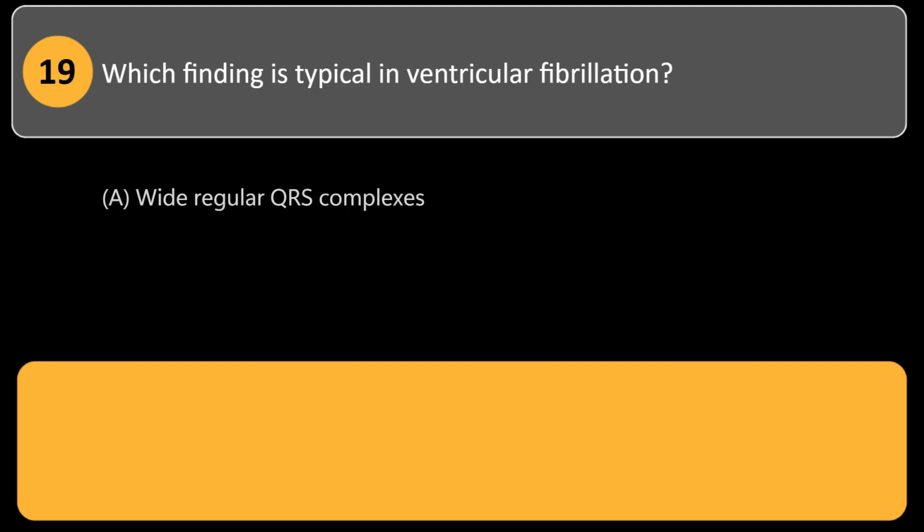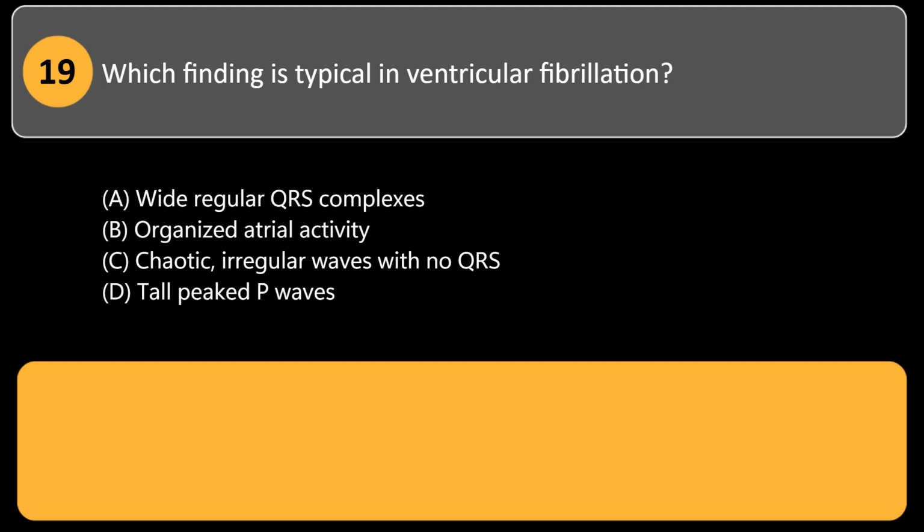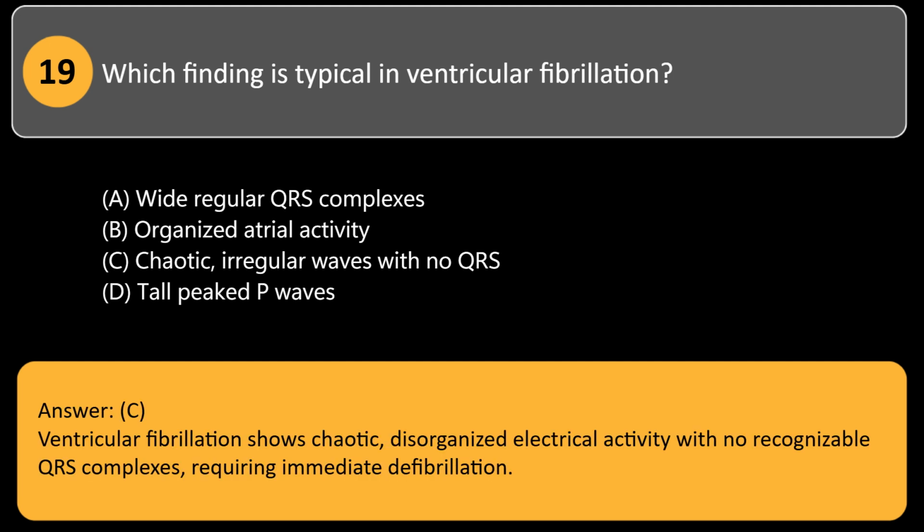Which finding is typical in ventricular fibrillation? A. Wide regular QRS complexes. B. Organized atrial activity. C. Chaotic, irregular waves with no QRS. D. Tall peaked P waves. Answer, C. Ventricular fibrillation shows chaotic, disorganized electrical activity with no recognizable QRS complexes, requiring immediate defibrillation.